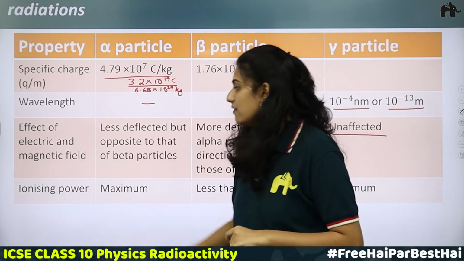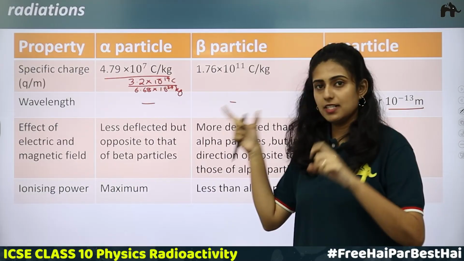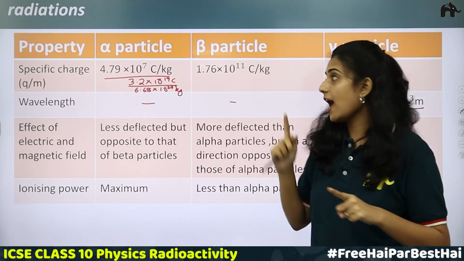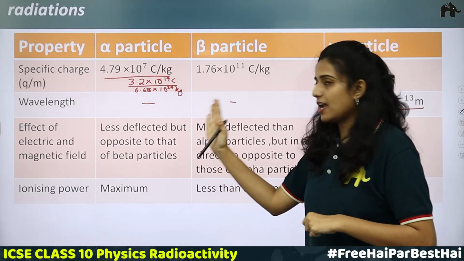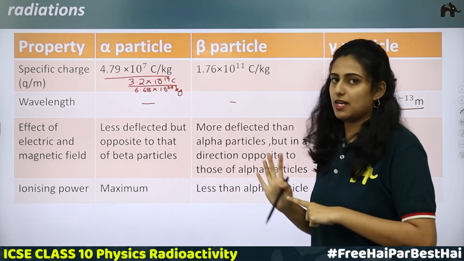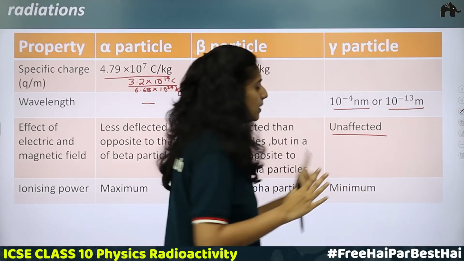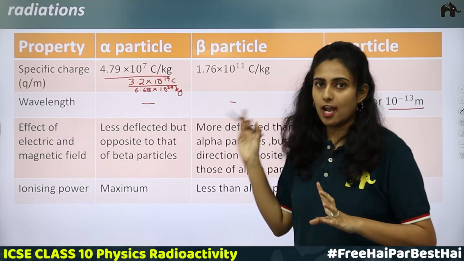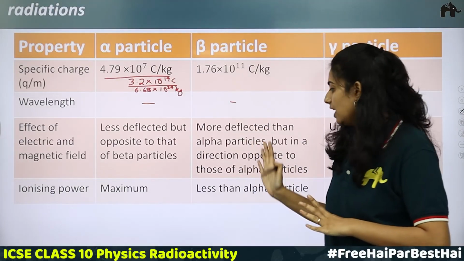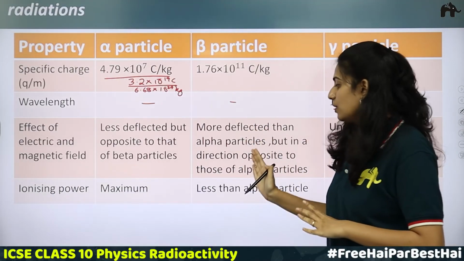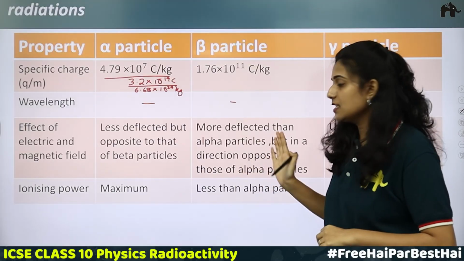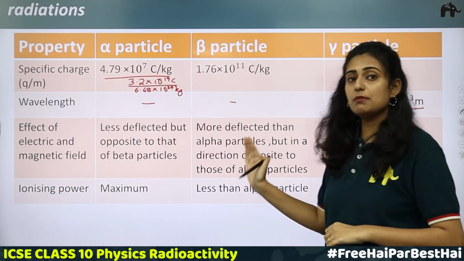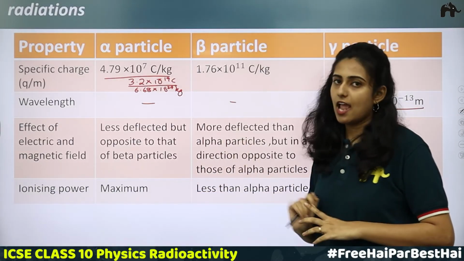Next, the ionizing power. Ionizing power of the alpha particle is maximum. Then that of beta particle comes between that of alpha and gamma. It is less than that of alpha particle and greater than that of gamma particles. What about gamma particles? It will be the minimum. Okay, so we have made the comparison 1 by 100 times and 100 times. So when you take beta particles, ionizing power is 100 times that of gamma particles and 1 by 100 times that of alpha particles.